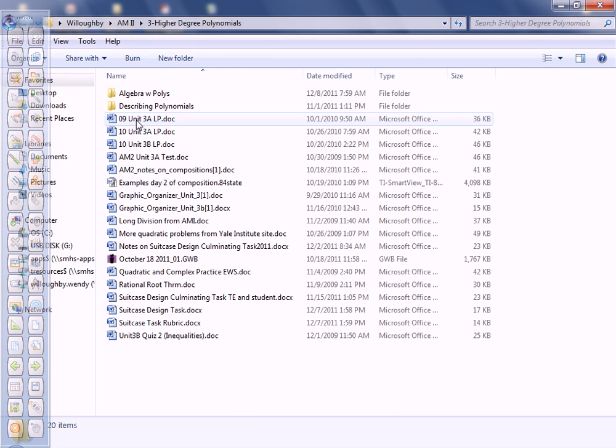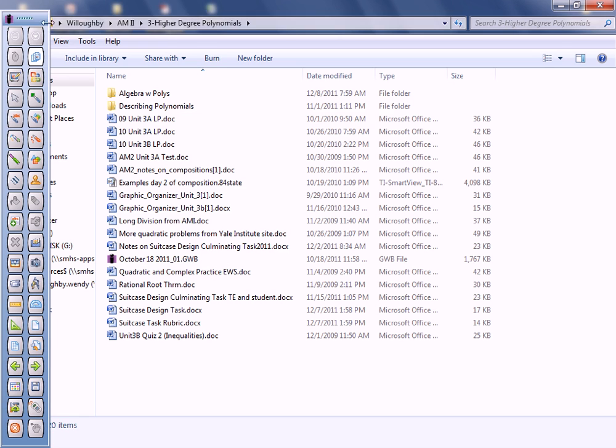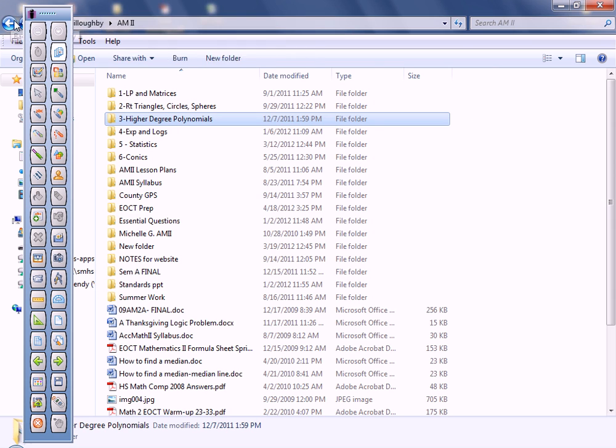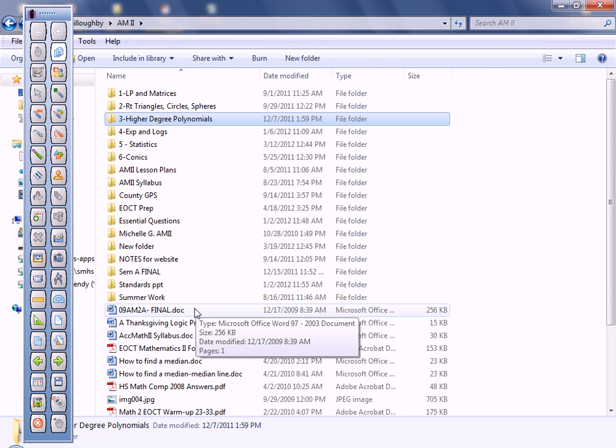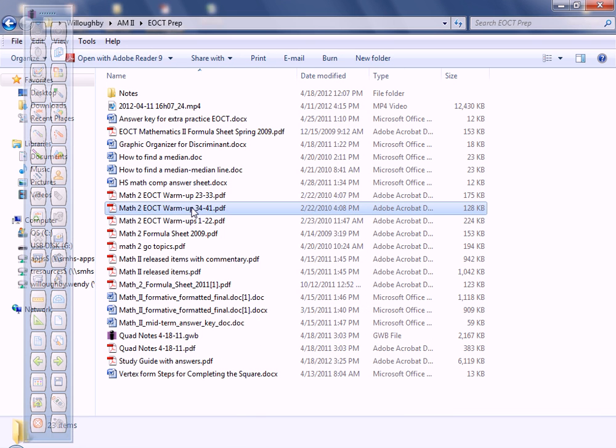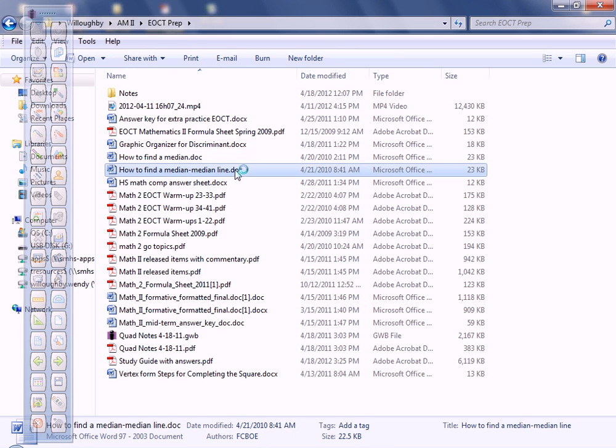See if you can find those. One of your formula sheets had it on the back. I think I gave you 2 formula sheets. No. Let's see. How to find a median line. I never got one of that in the back.